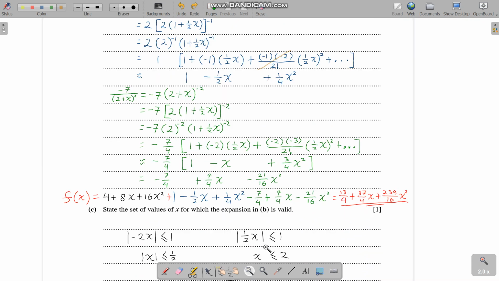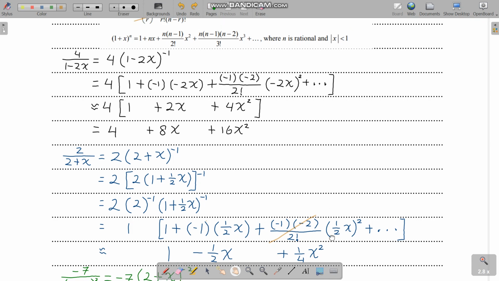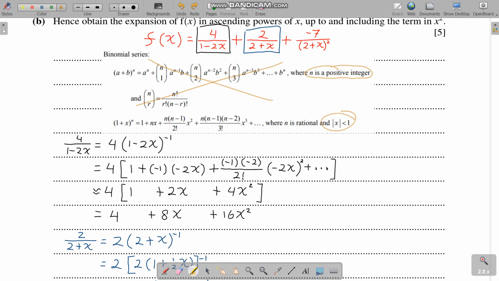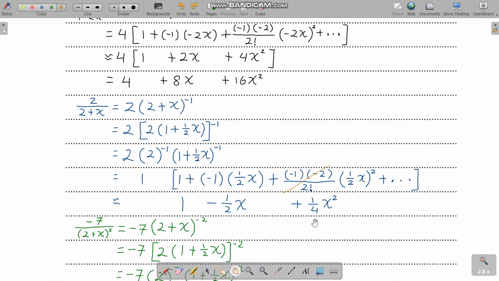Okay, the second part, state the values of x for which the expansion is valid. So if you look at the binomial expansion formula, we have this rule here. The expansion is valid only if the absolute value of x is smaller than 1. So what is the x again? The x is the one we use in the expansion formula. So in this case, the x is minus 2x. So this means we have to solve the absolute value of minus 2x is smaller than 1.